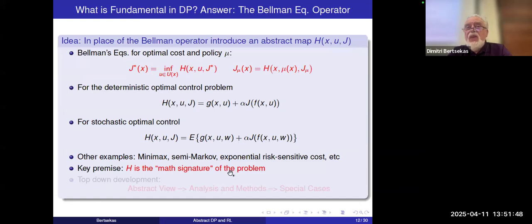So the key premise here is that H is the mathematical signature of the problem. It captures all the important data about the problem. And it's sufficient to investigate on the basis of this H to obtain general properties that apply across the board to other problems. So we'll adopt a top-down development, start from an abstract view, and then do analysis and develop computational methods at the abstract setting, and then specialize to various problems: deterministic, stochastic, minimax, exponential, what have you. So that's where we're aiming.